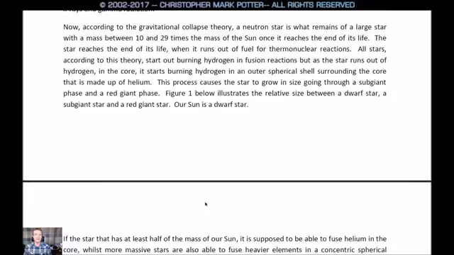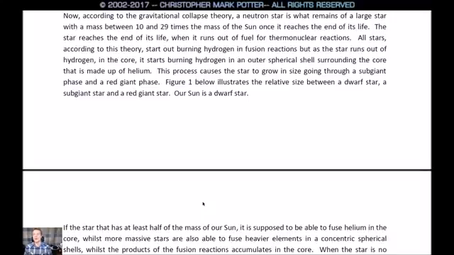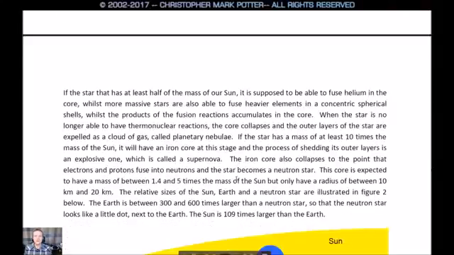Now, according to the gravitational collapse theory, a neutron star is what remains of a large star with a mass between 10 and 29 times the mass of the sun once it reaches the end of its life. The star reaches the end of its life when it runs out of fuel for thermonuclear reactions. All stars, according to this theory, start out burning hydrogen in fusion reactions, but as the star runs out of hydrogen in the core, it starts burning hydrogen in an outer spherical shell surrounding the core that is made up of helium. This process causes the star to grow in size, going through a subgiant phase and a red giant phase. Figure 1 below illustrates the relative size difference between a dwarf star, a subgiant star, and a red giant star. Our sun is a dwarf star.